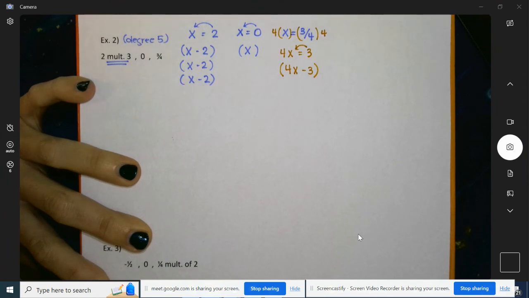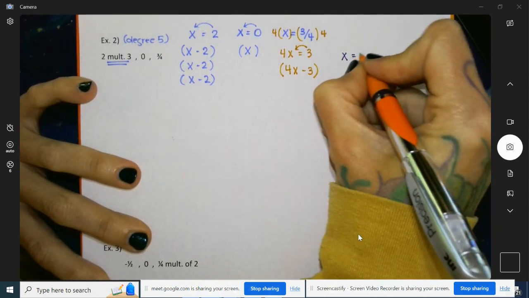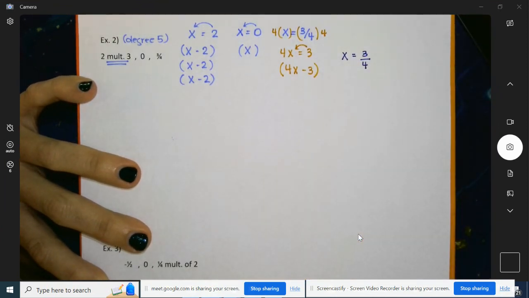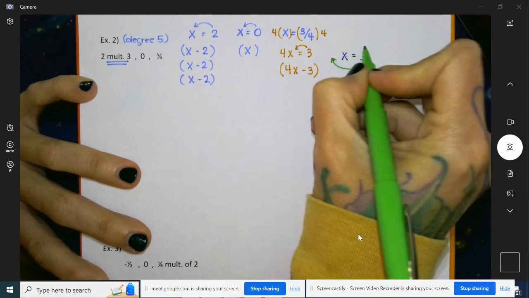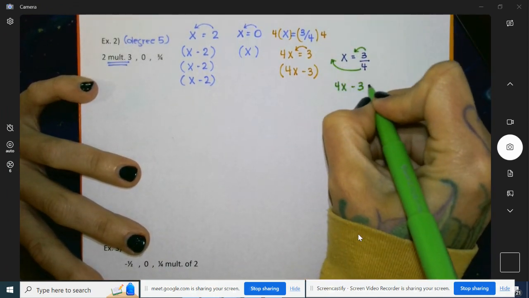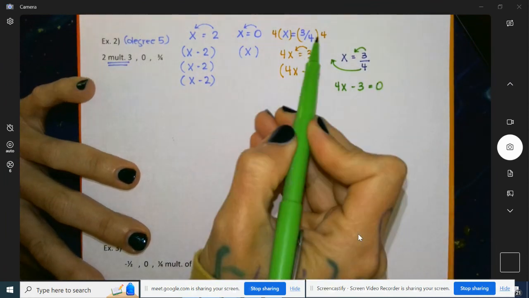In my silly brain, as you guys well know, I've made up stuff. So x equals 3 over 4. So in my mind, 4 jumps in the front and 3 gets in the back opposite. So 4x minus 3 equals 0. Like, I don't do it this way.